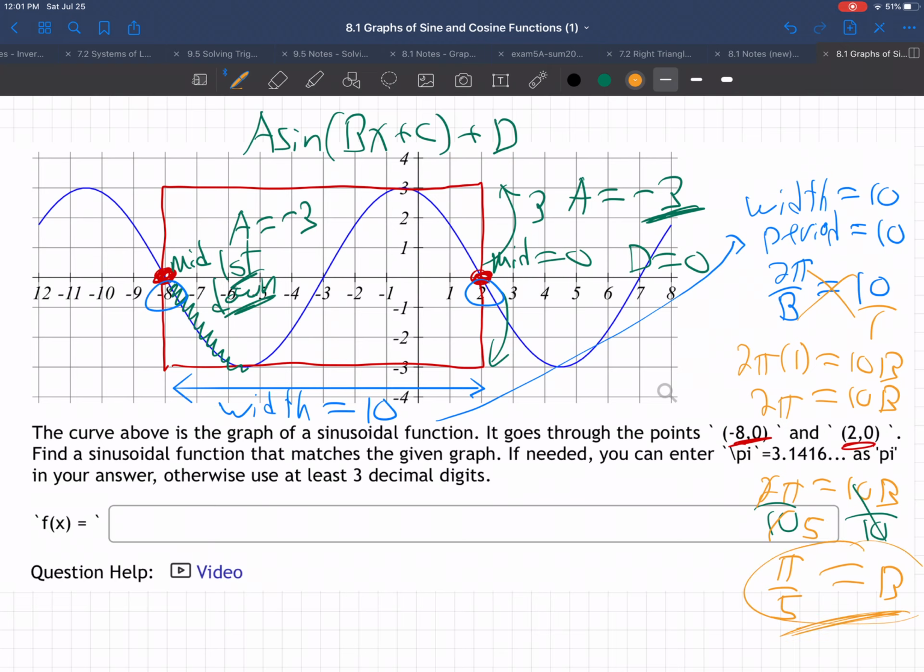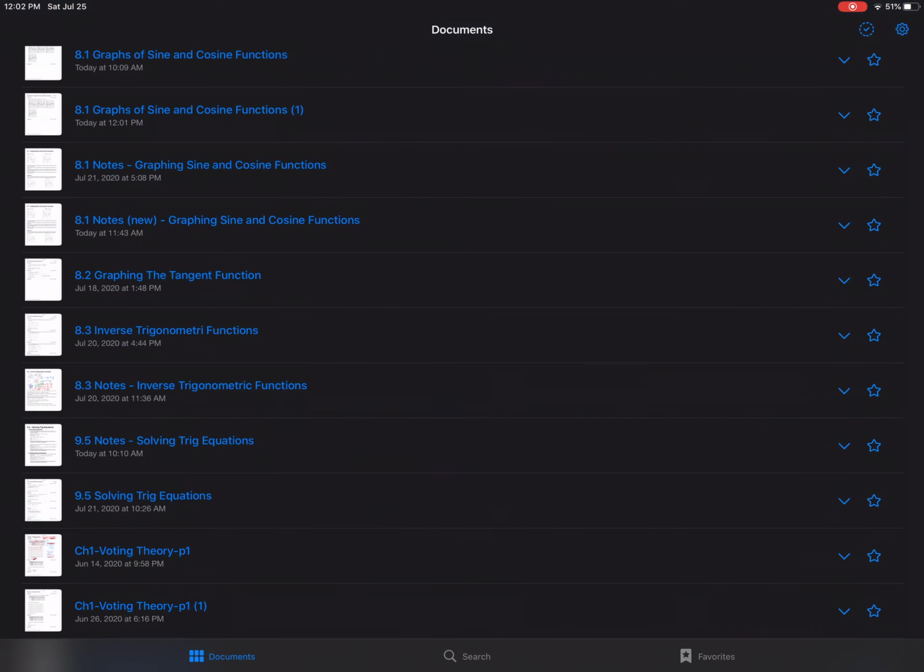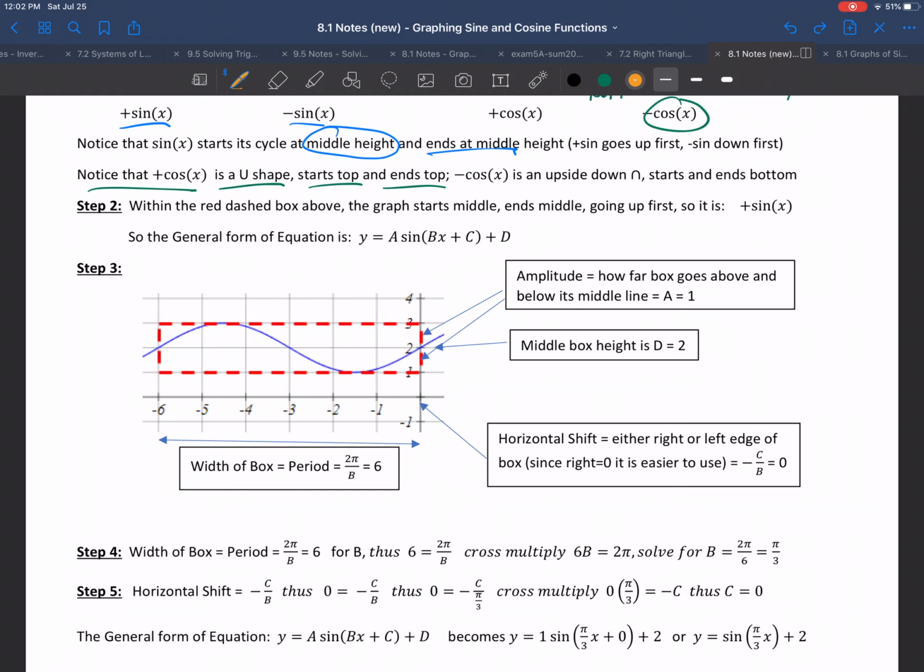So we got b. We've had A is -3, D is 0. All we got left is C. We're almost there. How do we get C? Let's go back, look at the notes. C comes from the horizontal shift. Now, careful. C is not the horizontal shift. The horizontal shift is -C over B formula. How do you get it?